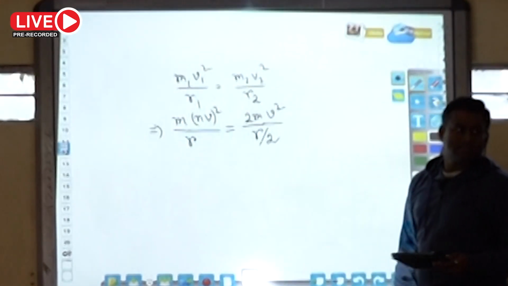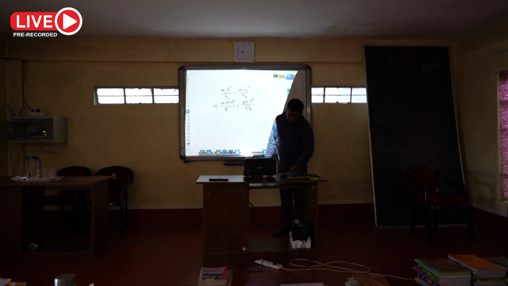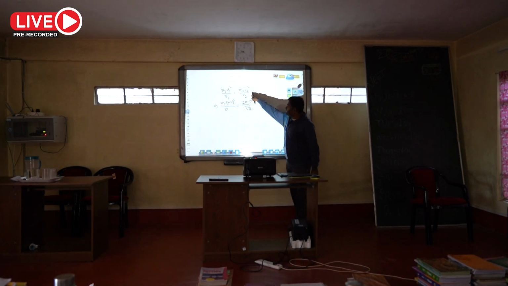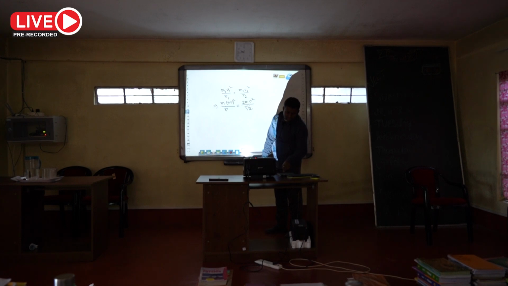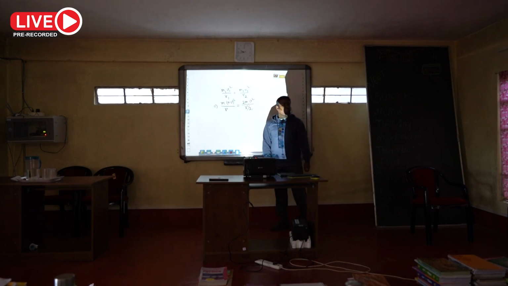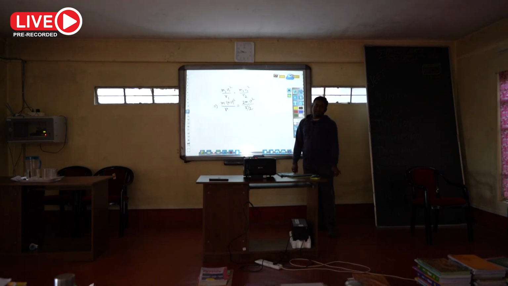Now calculate. In the problem it is mentioned that two stones of mass m and 2m, the heavier one in radius r by 2, so this is heavier one we consider, so its radius is r by 2 and lighter one in radius r. They mentioned that the tangential speed of the lighter stone is n times that of the heavier stone. So if the tangential speed for the heavier stone is v, then for lighter stone it is nv. And then from this equation calculate the value of n.